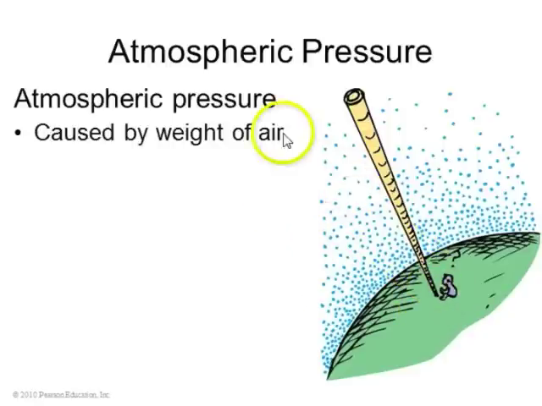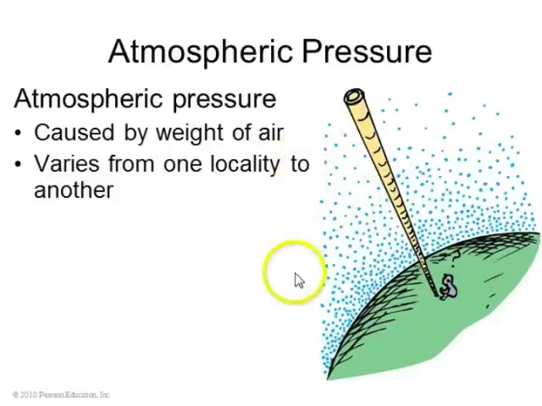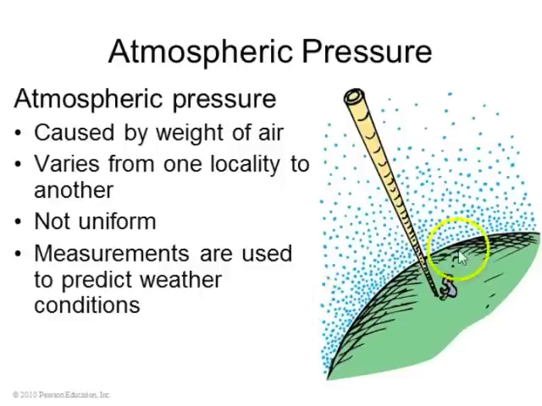Air pressure is caused by the weight of the air above us, and it can vary from one place to another on Earth. And in fact, measurements of air pressure can be used to predict weather conditions.